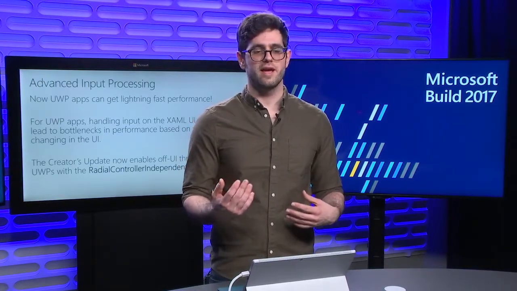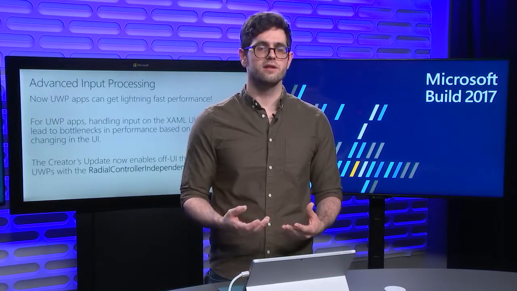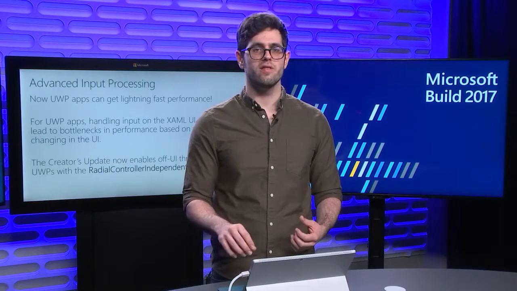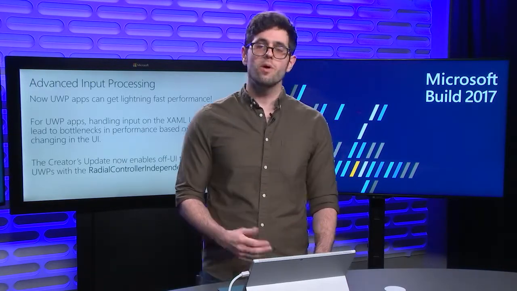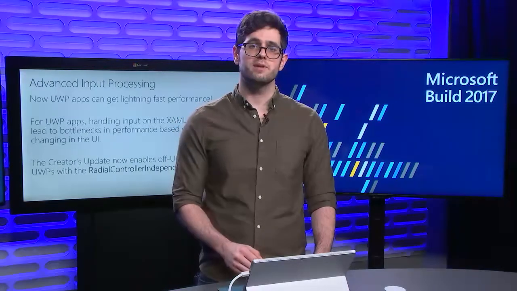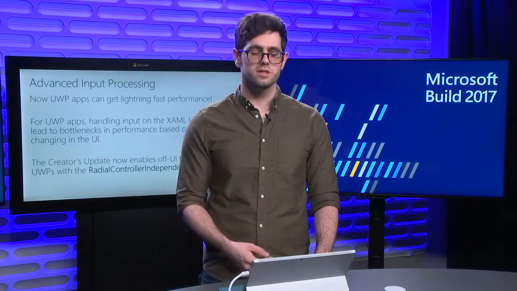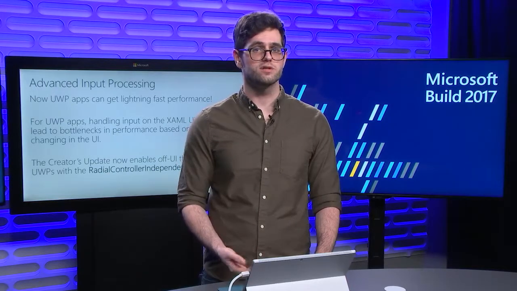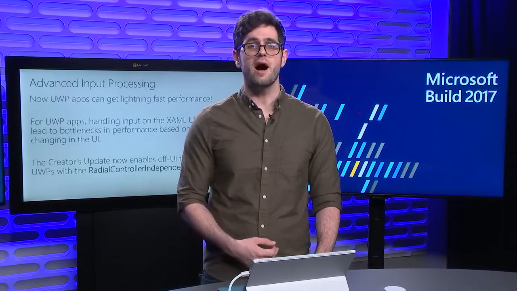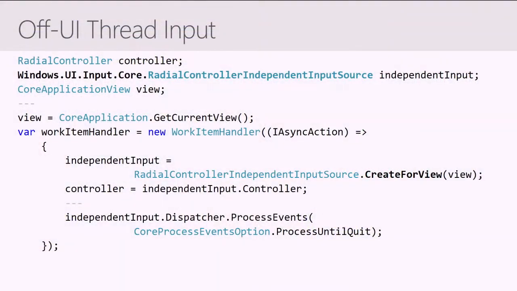If you have a slider with very high sensitivity and something is slowing down the UI thread, the user might not be able to change it by increments of 1. They might see it changing by increments of 3 or 5 and get confused. So what we've done in the Creators Update is allow UWP applications to support radial controller input off of the UI thread. They can do this using the radial controller independent input source. If you've ever used the core independent input source for touch, pen, or mouse input, it operates almost exactly the same.